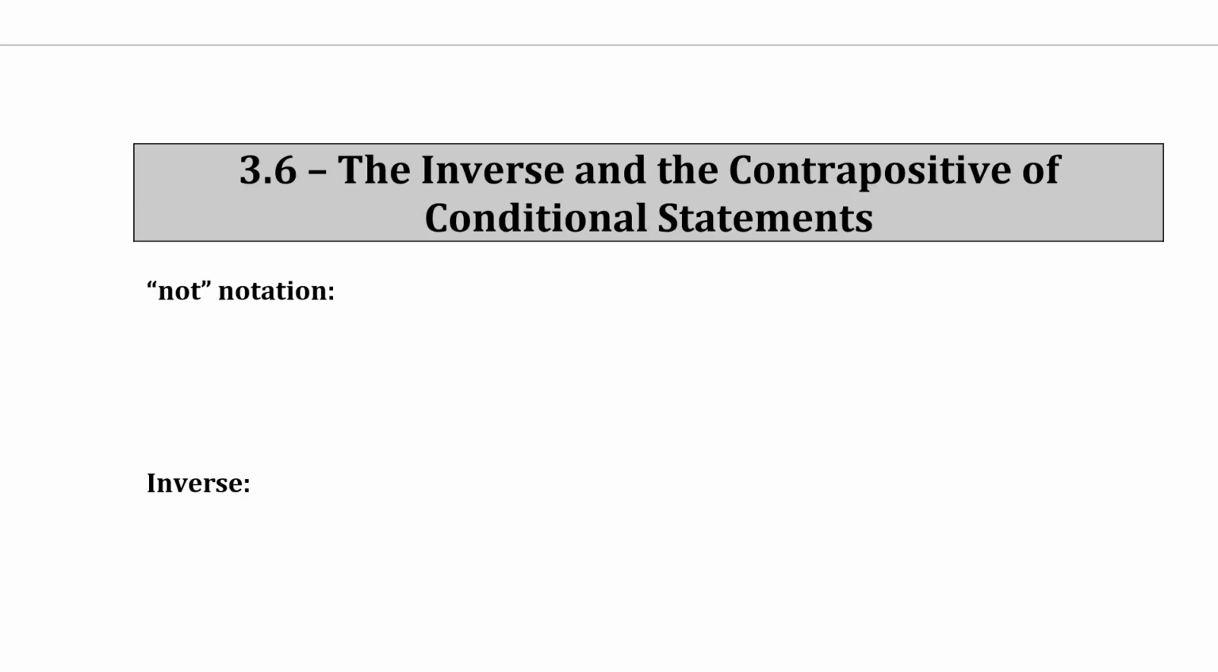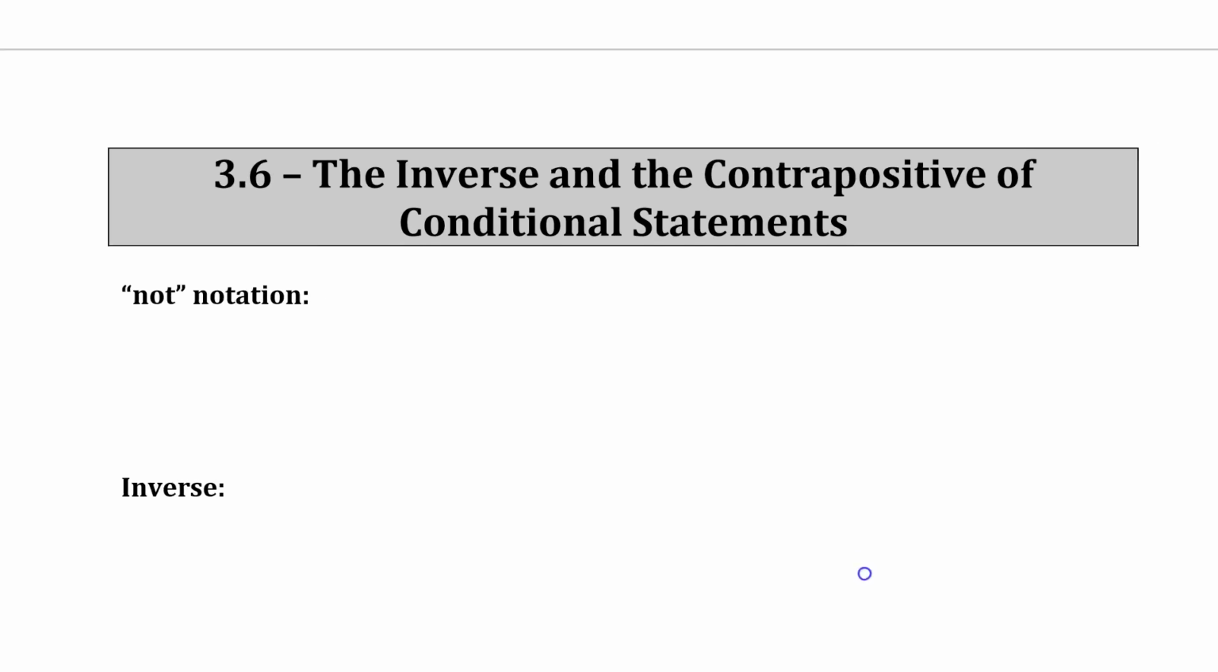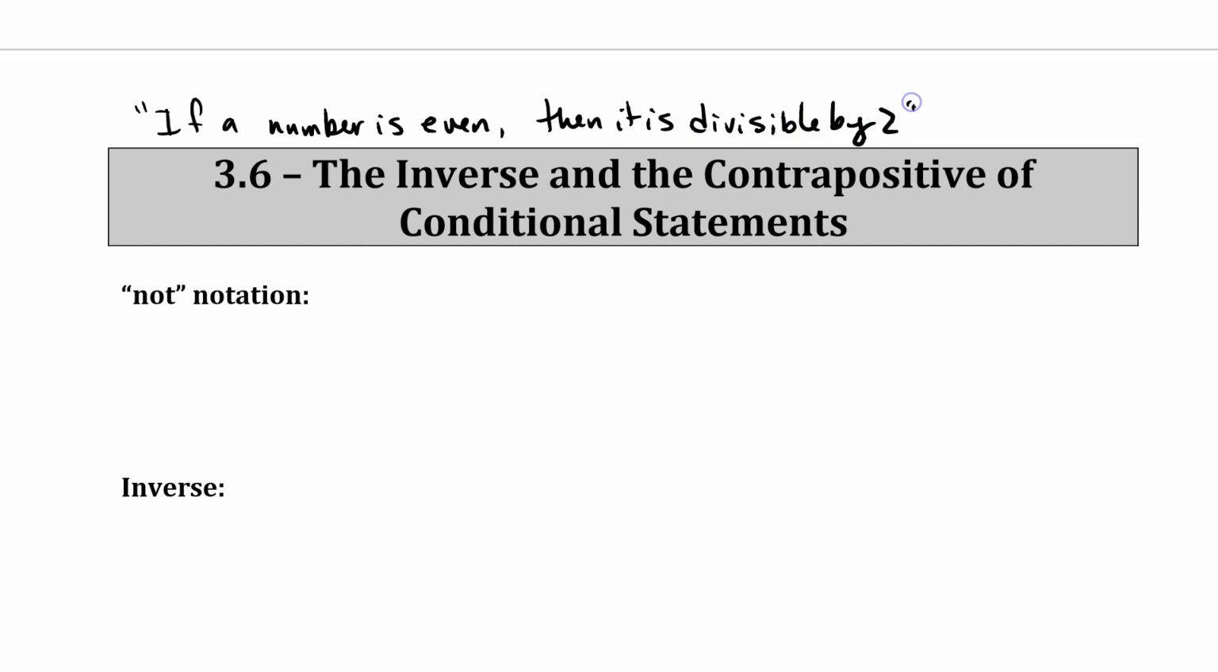3.6, the inverse and contrapositive of conditional statements. Before we get into the thick of things, what I want to do is just write down a conditional statement. If a number is even, then it is divisible by 2. So let's dissect that a little bit.